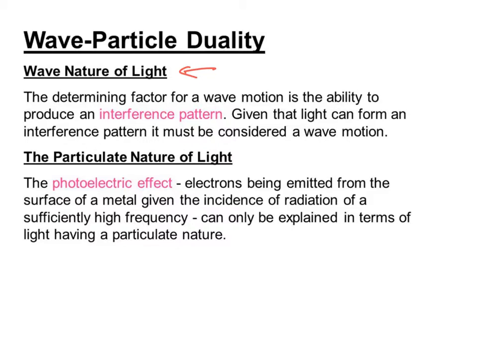But we also have the photoelectric effect. That means electrons are emitted from the surface of a metal by the incidence of radiation. So if we shine light onto a metal, it knocks off electrons. And because of that knocking off, that tells us that we have a particle nature of light as well. So light's really bizarre. We can't say it's a definite wave, we can't say it's a definite particle, but what we can say is that it has this duality. It has a little bit of both together.